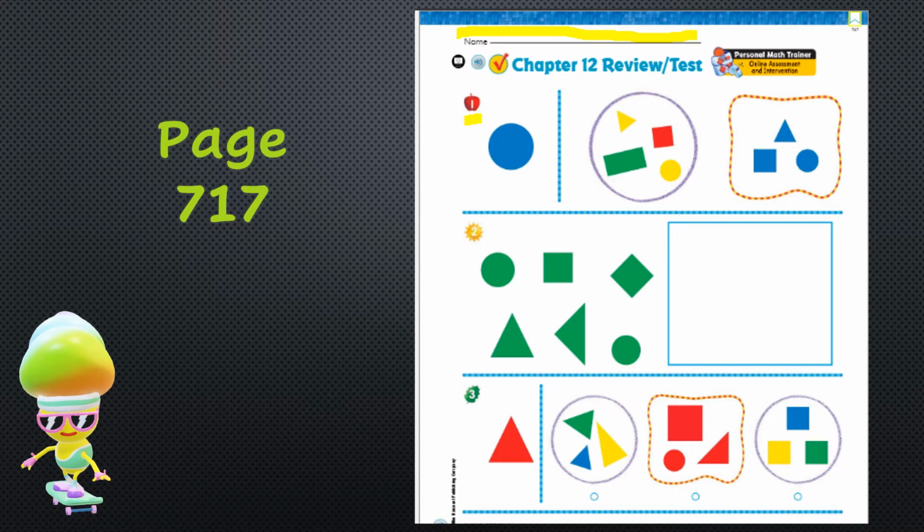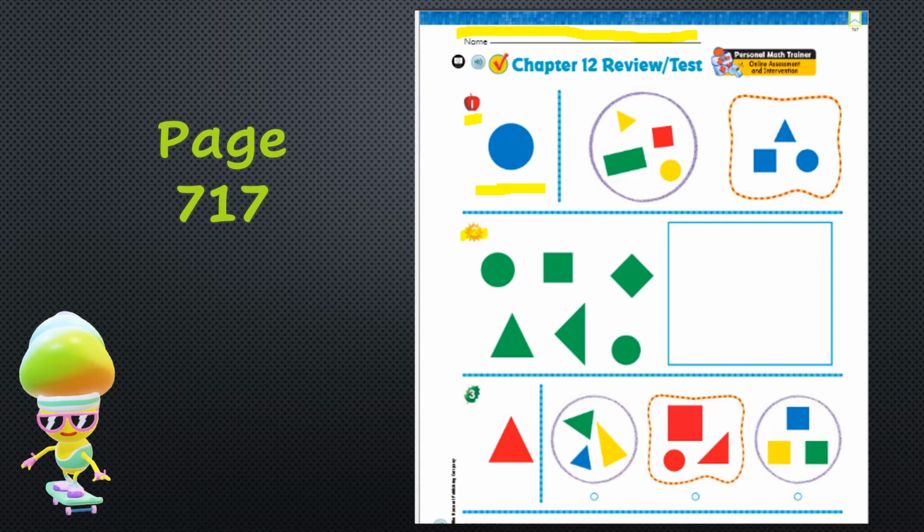For number 1, our friend Ling was separating, categorizing shapes according to color. And she had this shape right here. Can you mark an X on the group that shape should be categorized in? This shape right here, that blue circle, which group should that shape be categorized in? Mark an X on the group. All right.